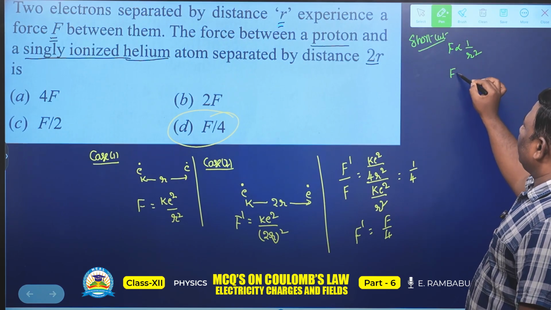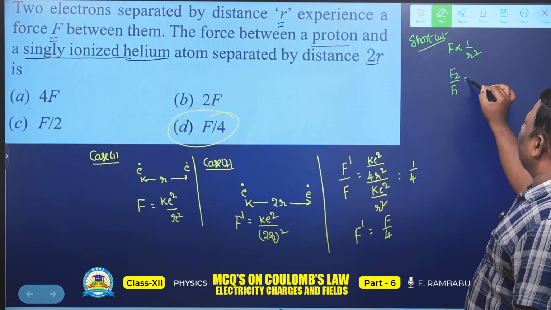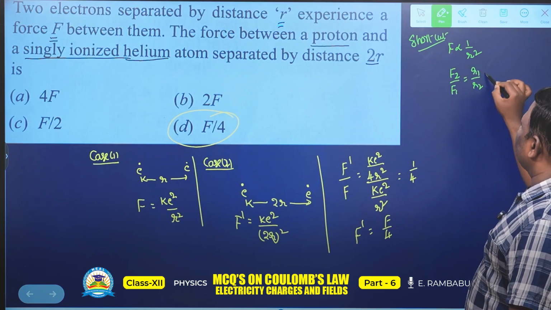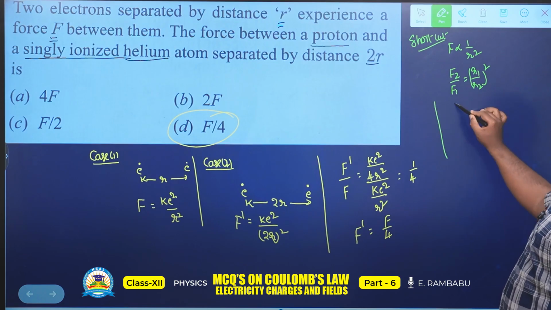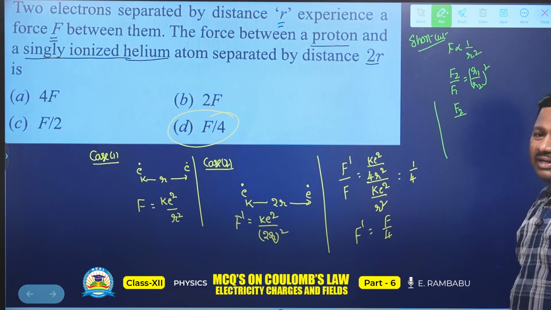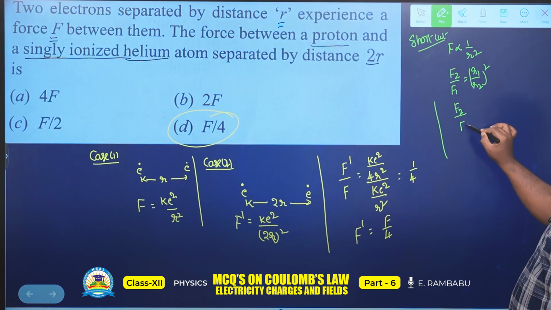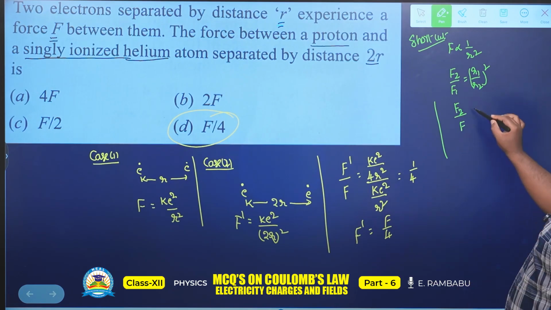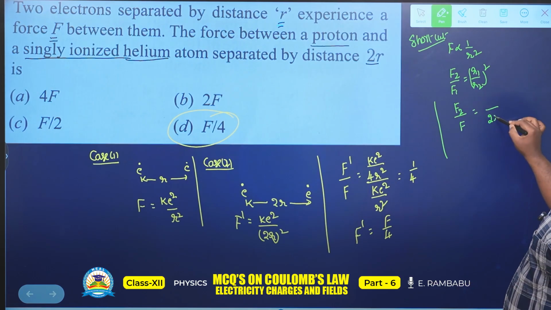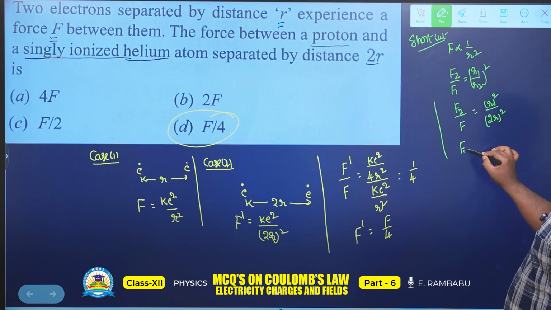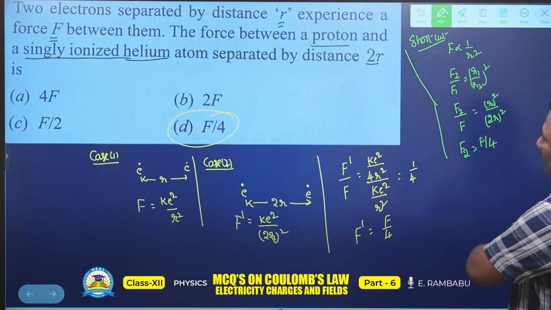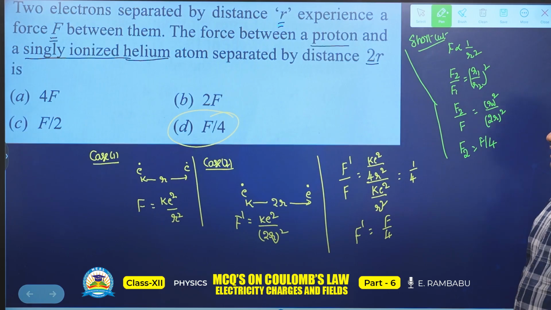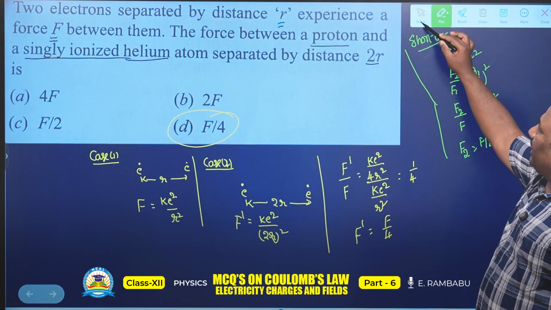From that, F2 by F1 is equal to R1 by R2 whole square. Here F2 is force between proton and helium. F is the force between electron and electron. R2 is distance between proton and helium. R is distance between electron and electron. Finally, F2 is equal to F by 4. So we can follow this method or we can do it with the concept. Like that, we have to find the force. And next question.